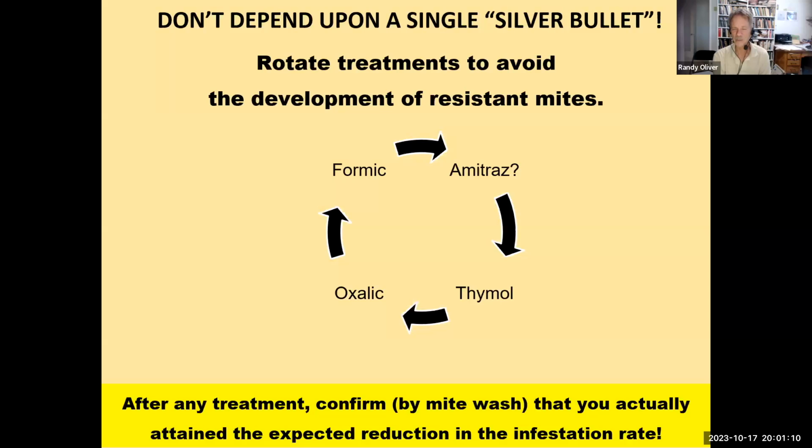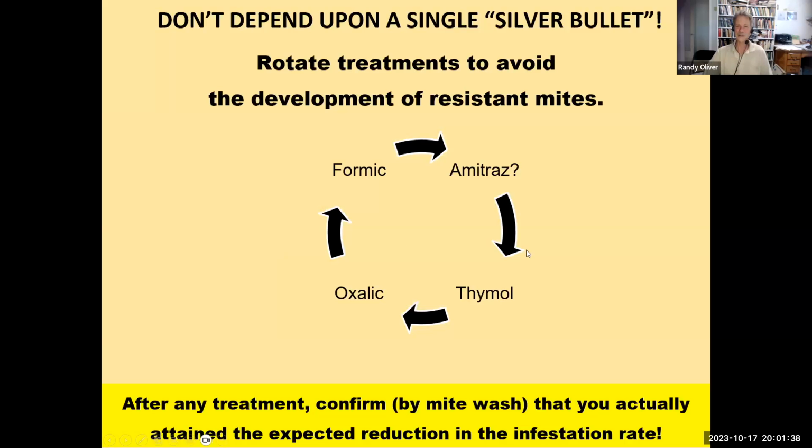Rotate your treatments. If you hit them from different directions, with different modes of action throughout the year, it's very difficult for them to evolve resistance. Now, the question will come up, well, I thought the natural treatments were harder for the mites to evolve resistance to. And yes, it appears they would be harder because they have different modes of action than the synthetics. But I would never bet against evolution. Evolution has a way of evolving resistance to anything.